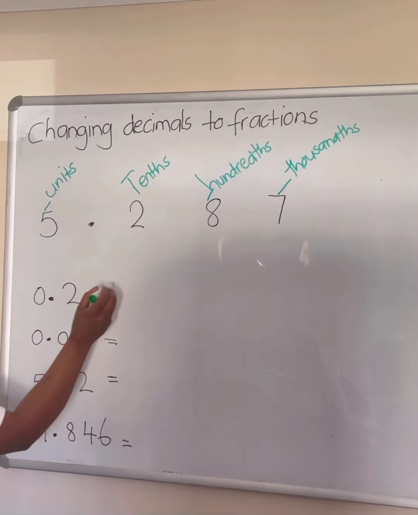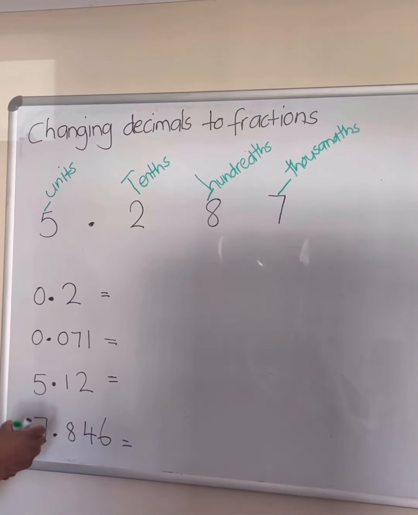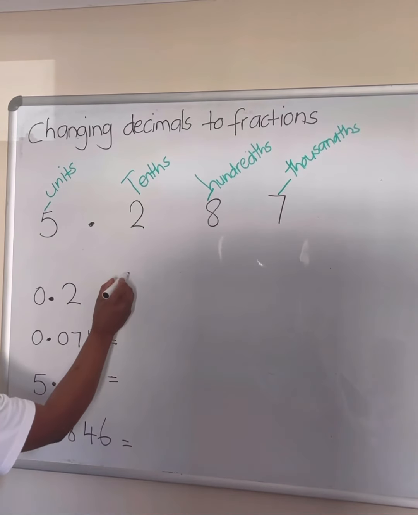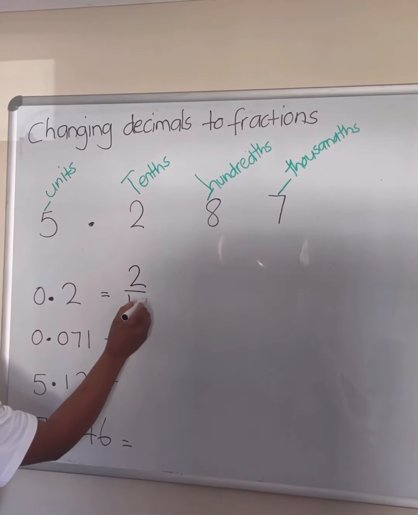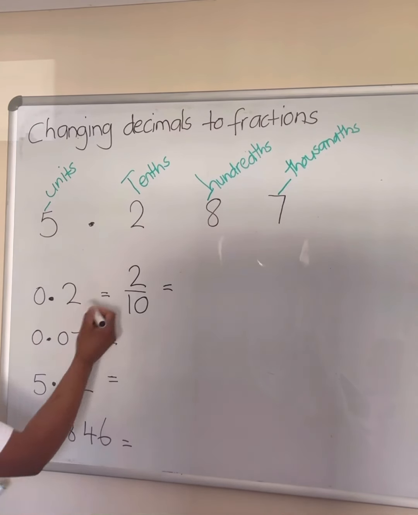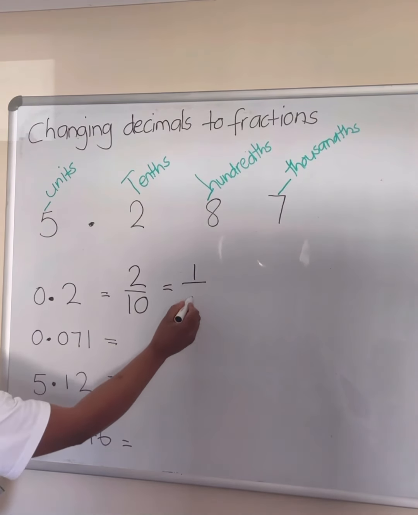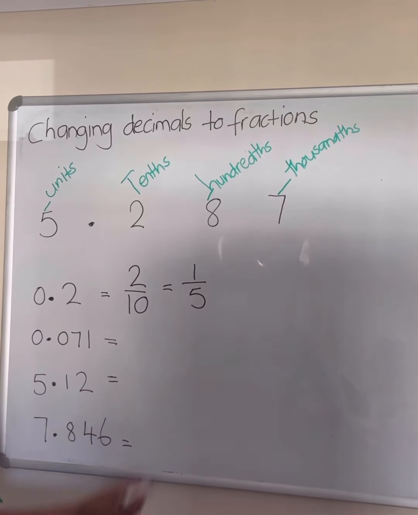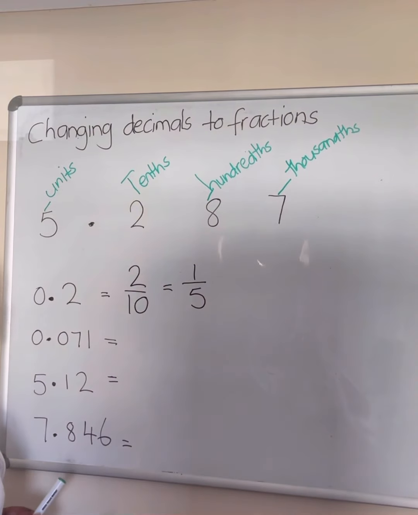So this one will be 2 over 10. And then you can simply, fractions, they're always written in the simplest form, so you can simplify that. 2 can go into both. So 2 into 2, it goes once. 2 into 10, it goes 5. So that would be 1/5. Okay, let's try this one. So we've changed a decimal to a fraction, which means 0.2 is exactly the same as 1/5.